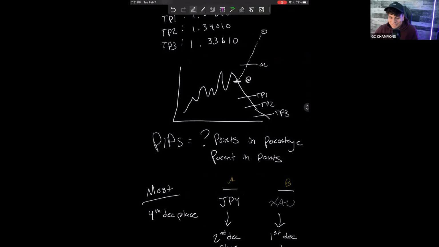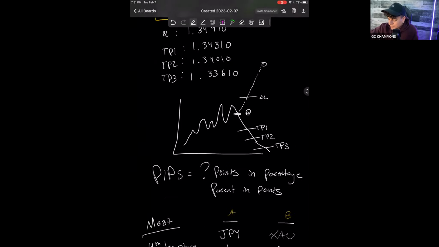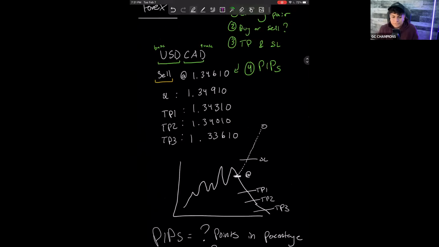So look, here's how you guys figure this out, okay? If you look at the currency pair, I'm spotting 3 things, okay?